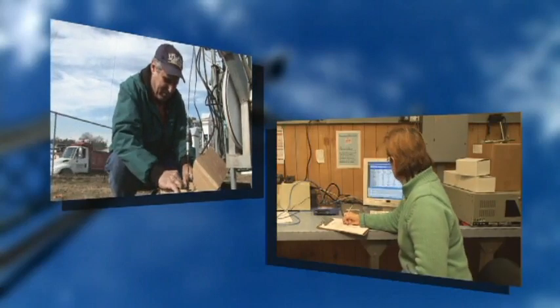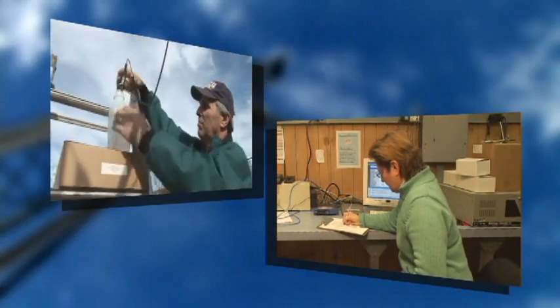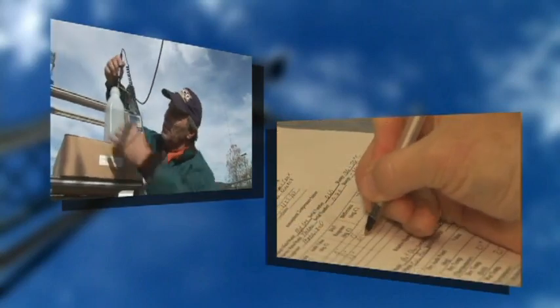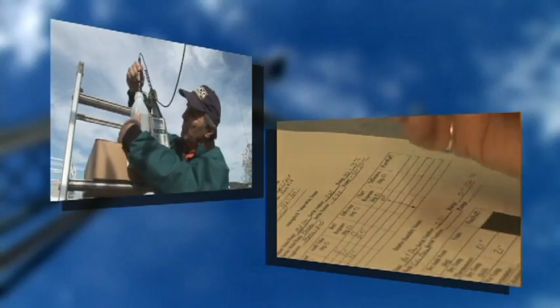Calibrations of meteorological systems always take at least 2 people to perform. The reason is simple. While one person is performing the test of the instrument, another person must record the responses.